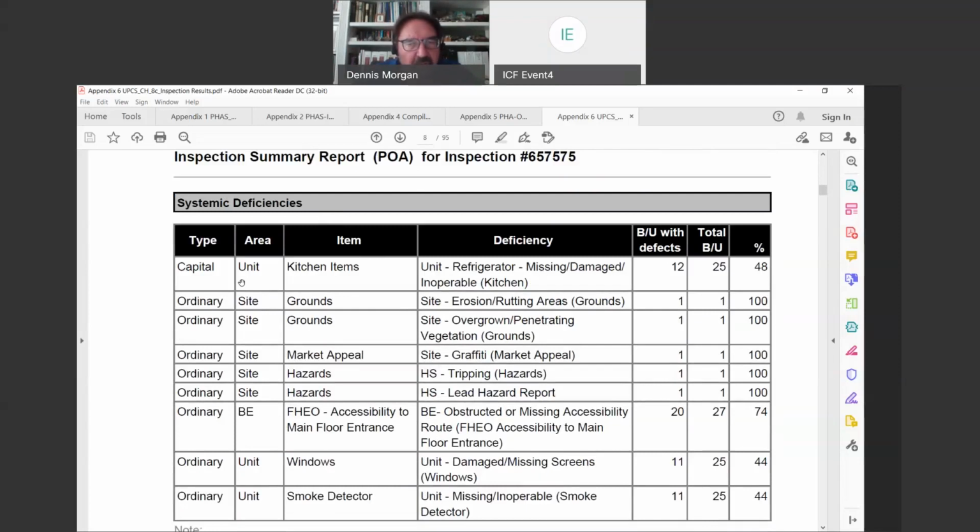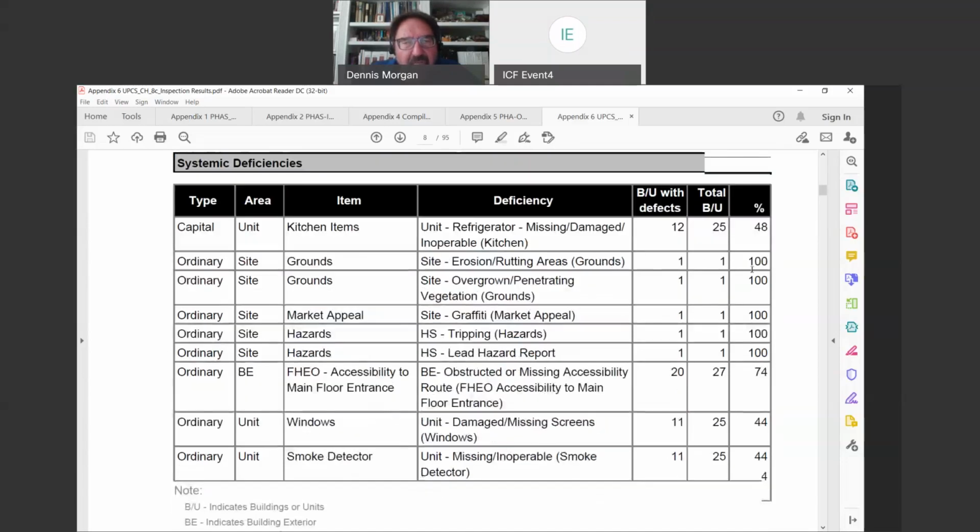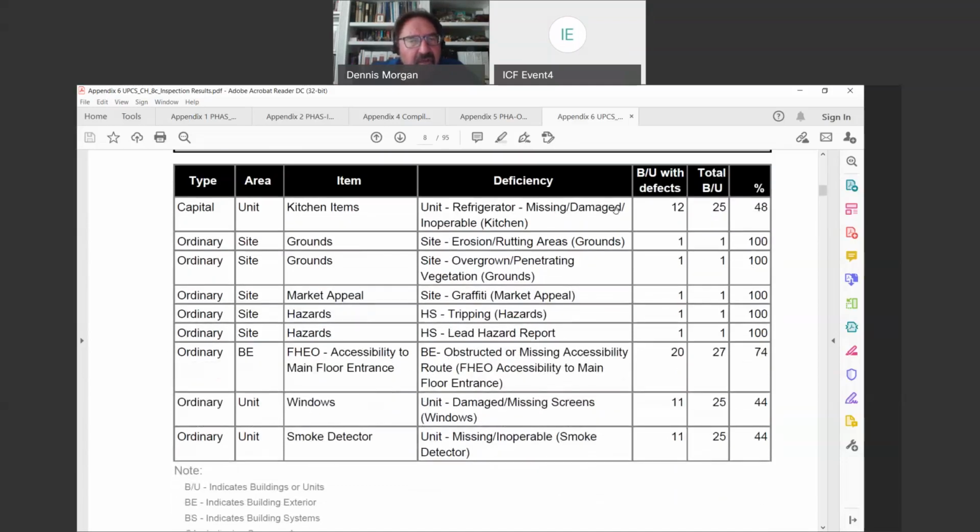So for example, now I have refrigerators. If I was looking at it, I found 12 out of the total that I was looking at, 28, so 48% of those are showing defects. It could be seal problems, it could be other kinds of problems as well. On my grounds, erosion. I'm finding that erosion on the property, and that's going to take away quite a few points. Overgrown vegetation, again, taking away points.